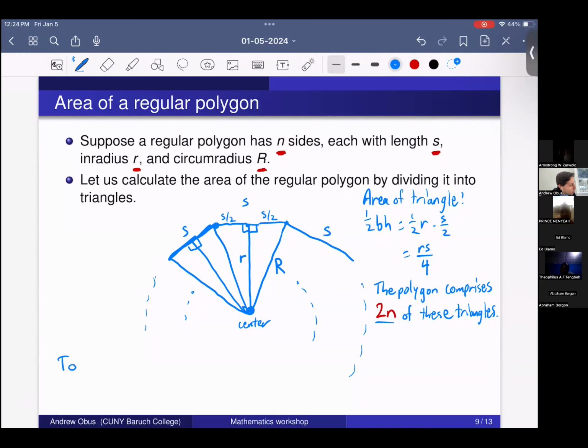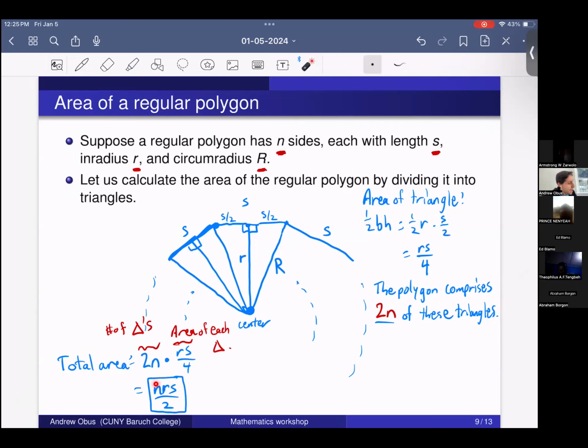So that means that the total area is what? Well, there's 2n triangles, and each triangle has area RS over 4, right? This here is the number of triangles, and this here is the area of each triangle. So it's 2n times RS over 4, and if we simplify this, this becomes nRS divided by 2. So this is the formula for the area of a regular polygon.